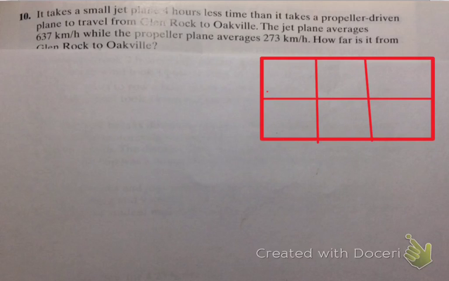And how am I labeling? First of all, it says a small jet plane takes 4 hours less time than a propeller-driven plane to travel from Glen Rock to Oakville. What am I comparing on the left? Not in the boxes outside, the labels. The jet plane and the propeller plane. Okay, I'll call it the jet and the propeller. And on top, how am I labeling that?